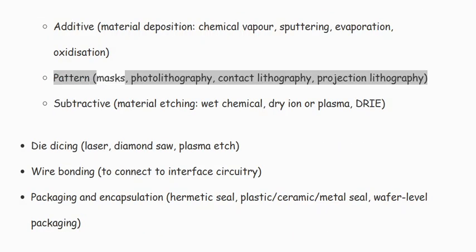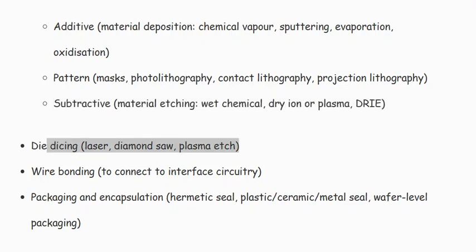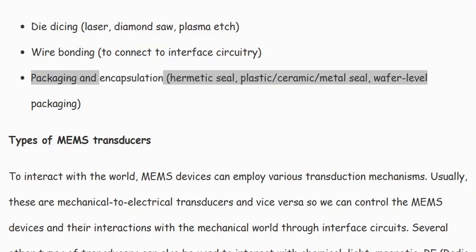Pattern: masks, photolithography, contact lithography, projection lithography. Subtractive: material etching, wet chemical, dry ion or plasma, dry. Die dicing: laser, diamond saw, plasma etch. Wire bonding, to connect to interface circuitry. Packaging and encapsulation: hermetic seal, plastic, ceramic, metal seal, wafer level packaging.